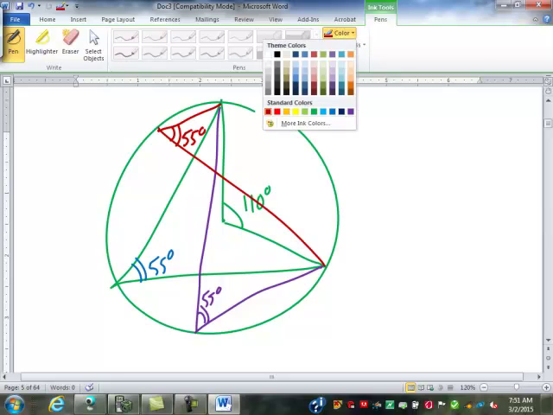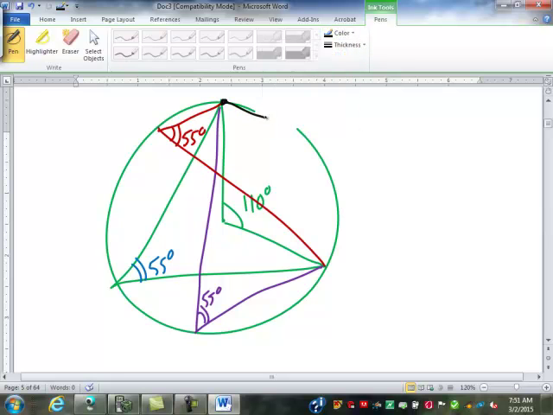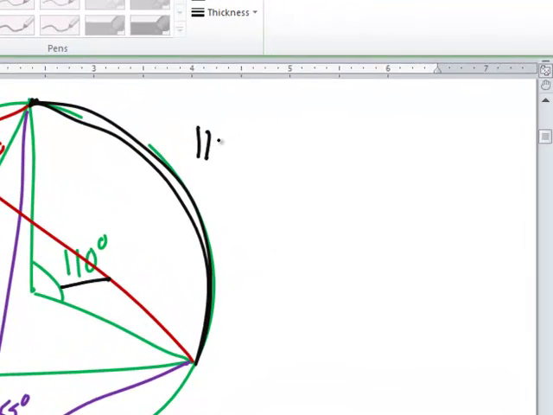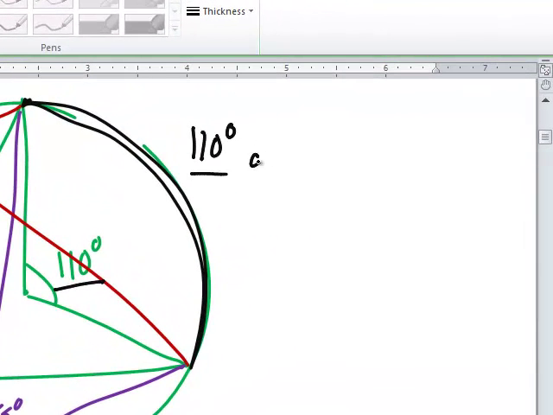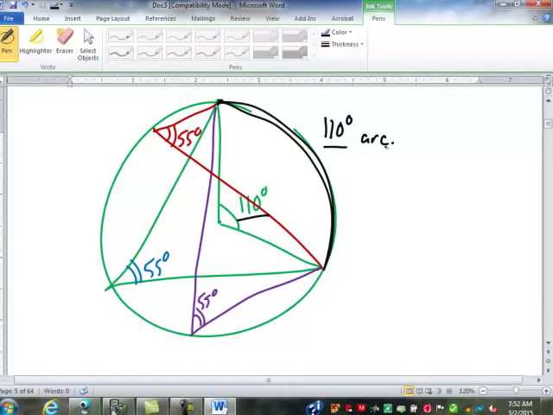The arc then, remember the length of the arc itself depends not only on this central angle, but also the radius of the circle. Well, to take the radius out of the equation, we can also describe that as just a 110 degree arc. So what we're doing is defining that as a certain fraction of the circle. A full circle is 360 degrees, so we're defining that as 110 360ths.